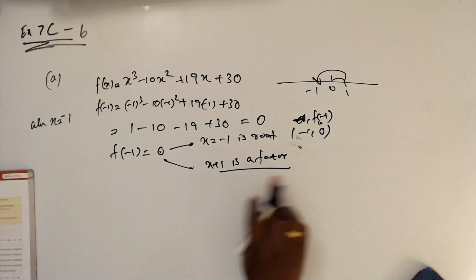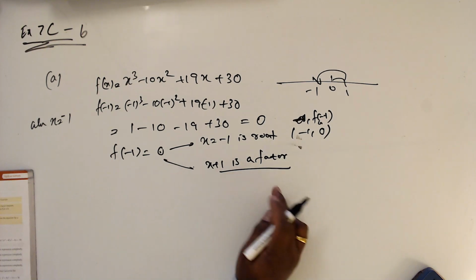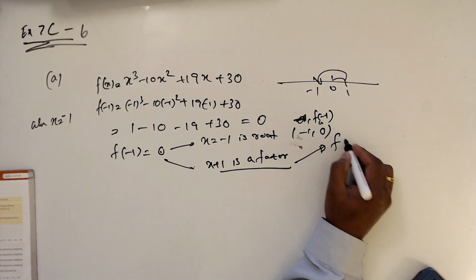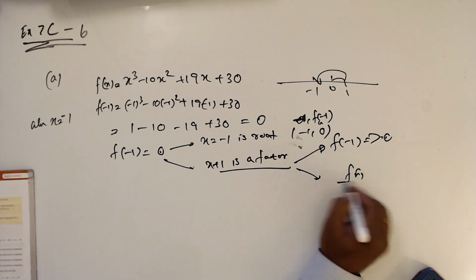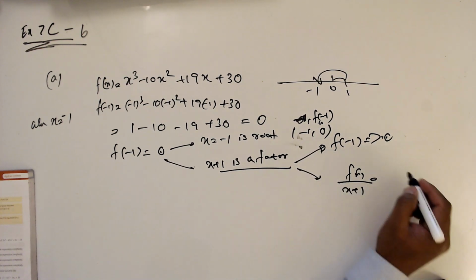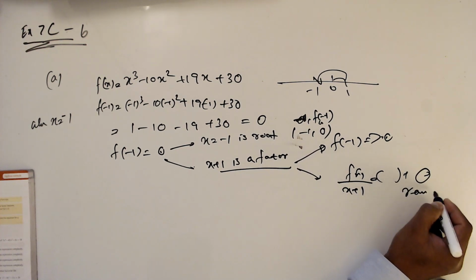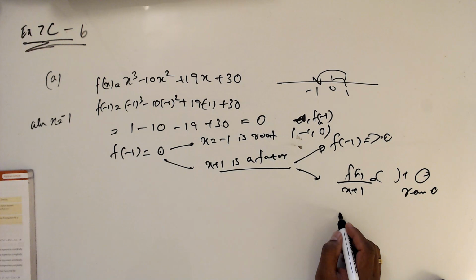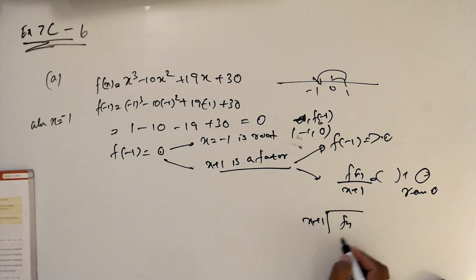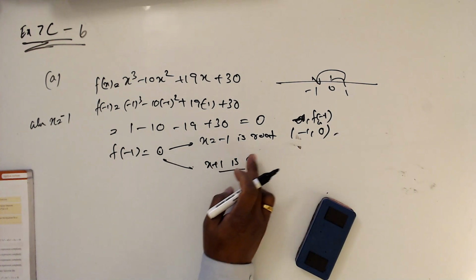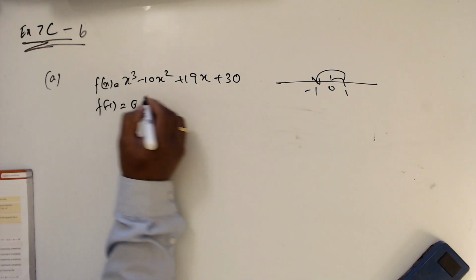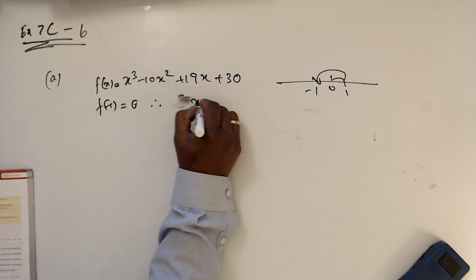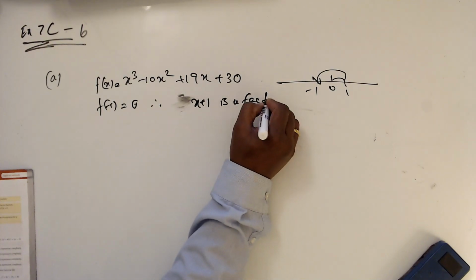Just an extension for this question. If I ask, show that x plus 1 is a factor, how do you show it? Two ways. You put in f(-1) and make it equal to 0, or you divide f(x) by x plus 1 and show that the remainder is 0. When you divide f(x), your remainder will be 0. Now we found out x equals minus 1 is a root and x plus 1 is a factor.